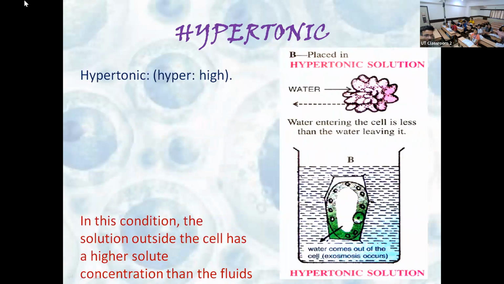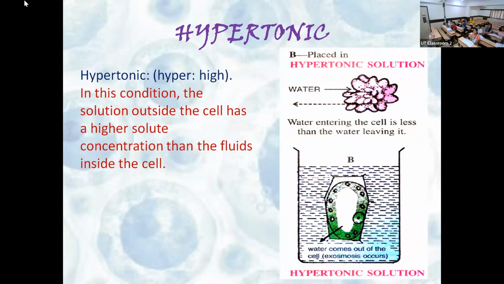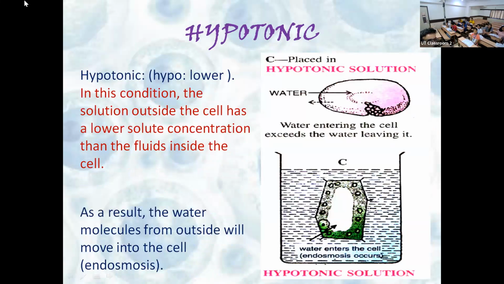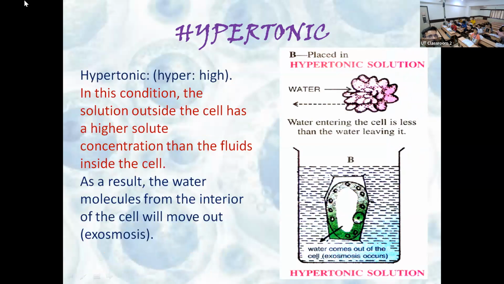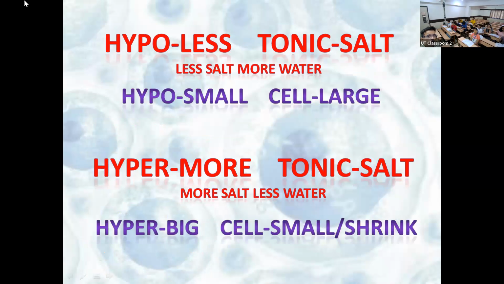Then अगर definition देखोगे तो सिर्फ एक word का difference है. In this condition, the solution outside the cell has higher solute concentration than the fluid inside the cell. अगर पहले वाला देखोगे, in this condition, the solution outside the cell has lower concentration than the fluid inside the cell. सिर्फ higher और lower का difference है. तो वहां पे एंडोस्मोसिस होता है, वहां पे एक्सोस्मोसिस होता है. हाइपो लेस सॉल्ट्स जो मैंने लिखा था वही लिखा है.